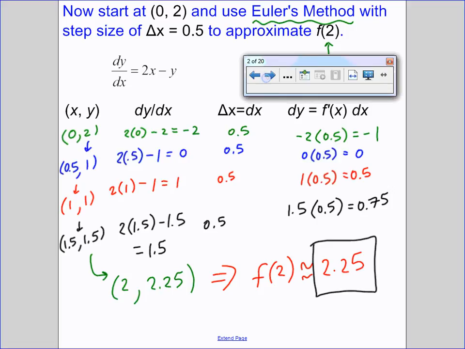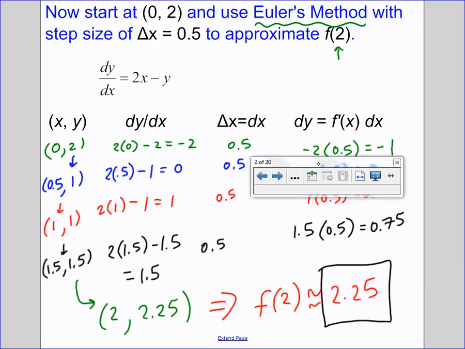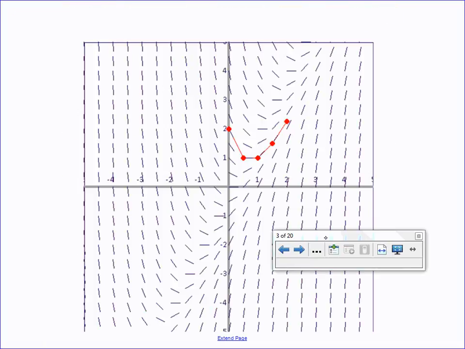All right, so let's go ahead and see what the computer did. The computer took our 0.5 steps and generated this picture, and we anticipated 2.25. Is that what the computer did? Well, if I visually look at my y coordinate, that looks about like 2.25, so not too shabby. We did pretty well.